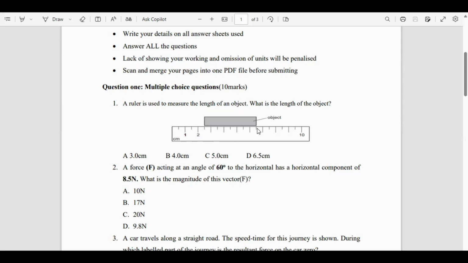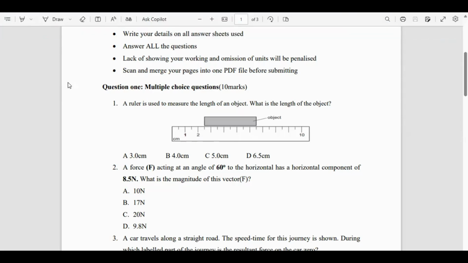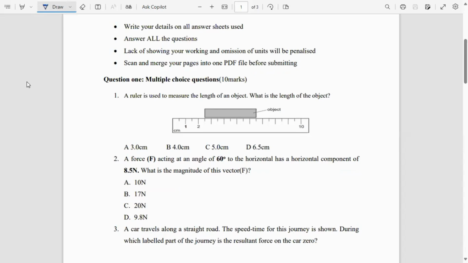So since we started from 2.5 and we're ending at 6.5, what are we going to understand? We're just going to subtract those two. So there is no need even to start doing mathematics here. But for the sake, we're just going to say our 6.5 here minus 2.5. And this is going to give us how much? It is going to give us 4 centimeters. That means our answer here was B.